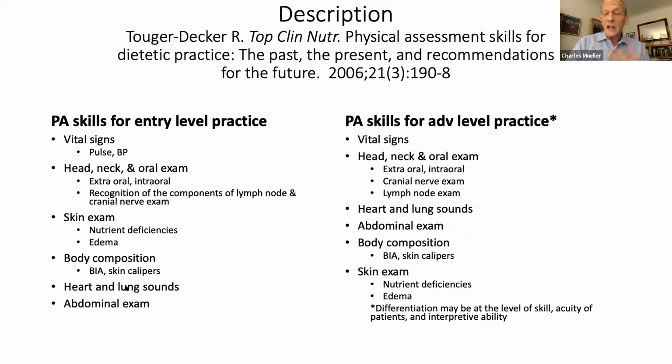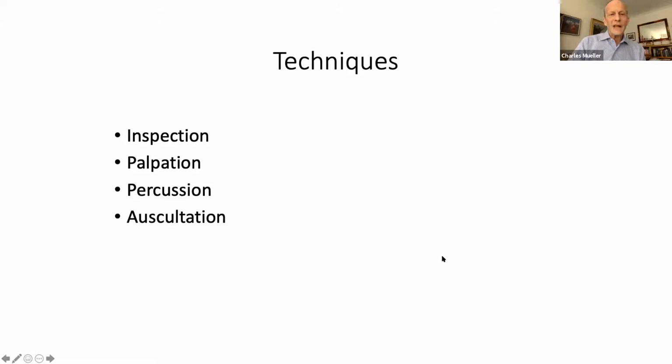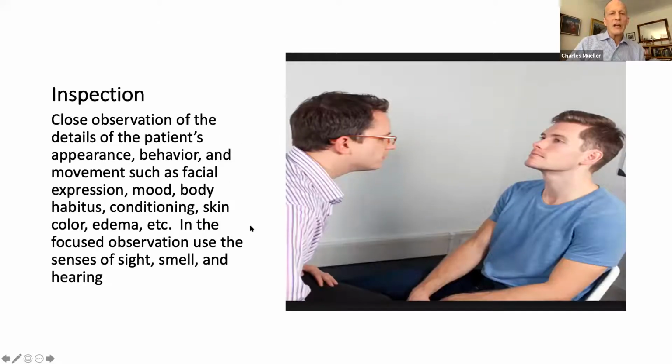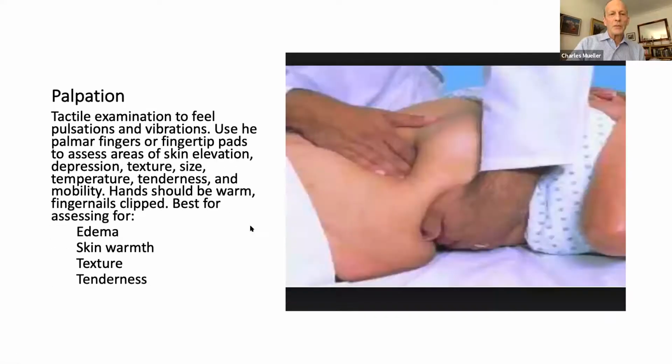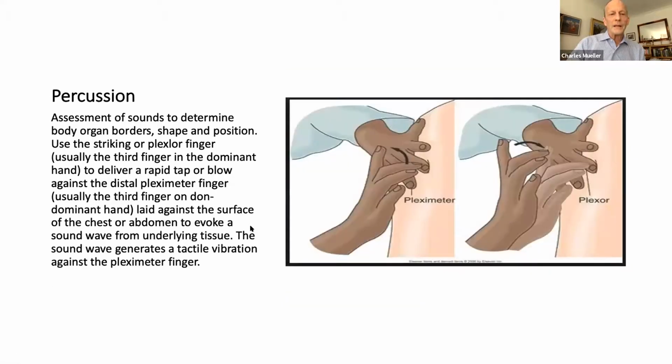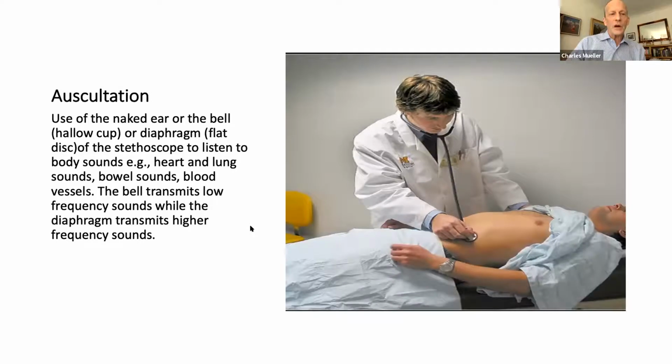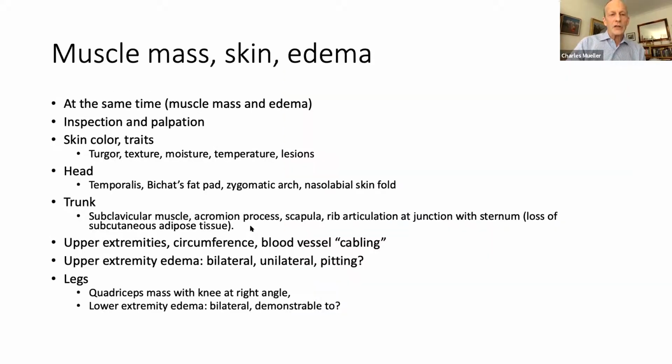Gastroenterologists taught me how to do it. I used to listen to lungs too on a parenteral nutrition team because I was always looking for pulmonary edema, which has a very distinctive sign. But these are the basic skills, whether it's entry level or advanced level. And the techniques are inspection, palpation, percussion, and auscultation. Here are definitions of each. You're probably familiar with them. We teach these skills at NYU to our dietetic interns.